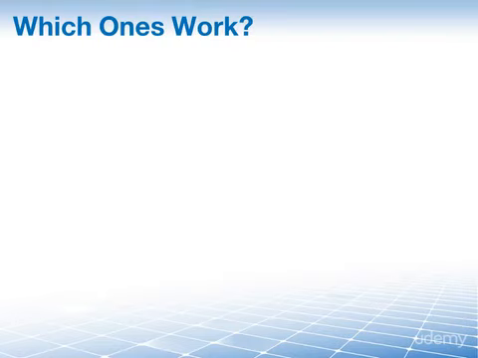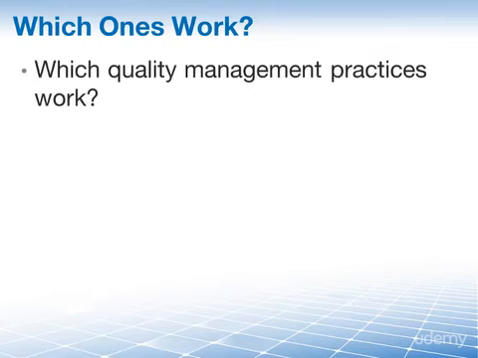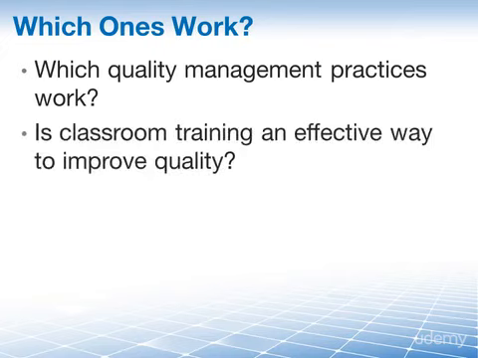We talked a lot about the cost of quality earlier in this lesson. The cost versus the benefit is only one aspect. What about the actual results of these quality management practices? Which ones actually work? For example, is classroom training an effective way to improve the quality of our product, or should we adopt a buddy system instead, where an experienced craftsman is teamed up with a less experienced one?